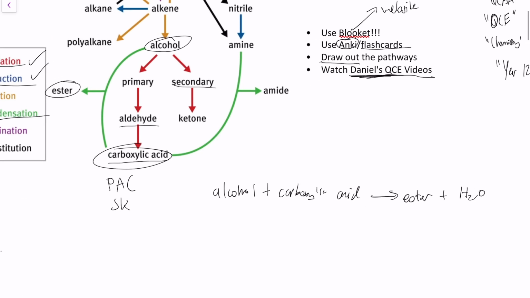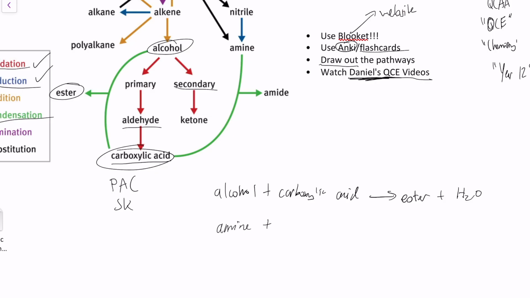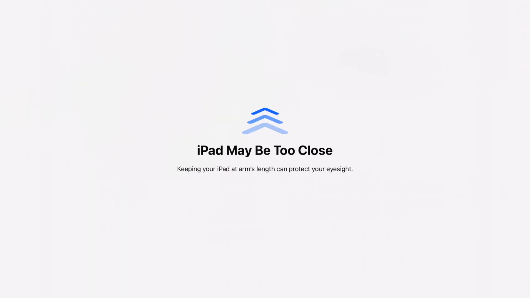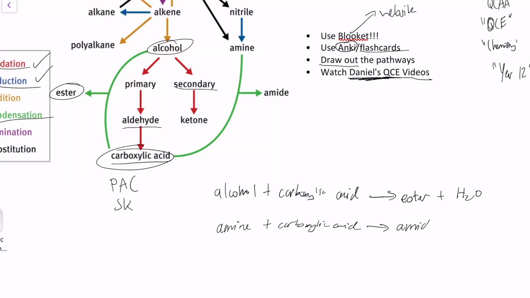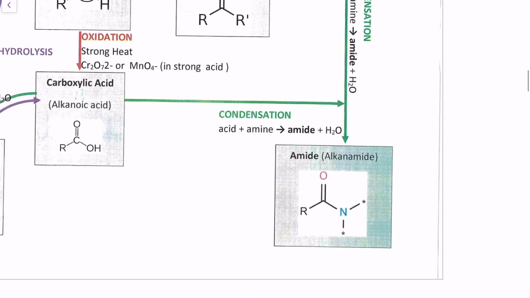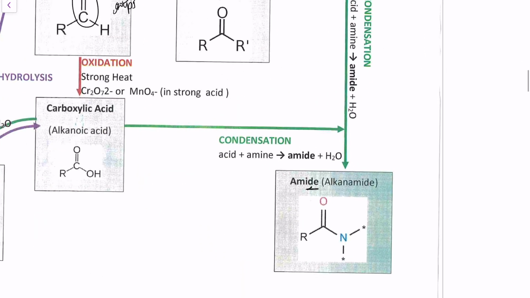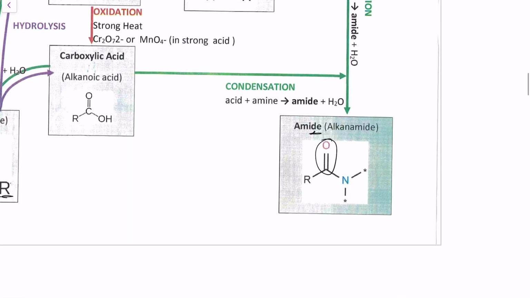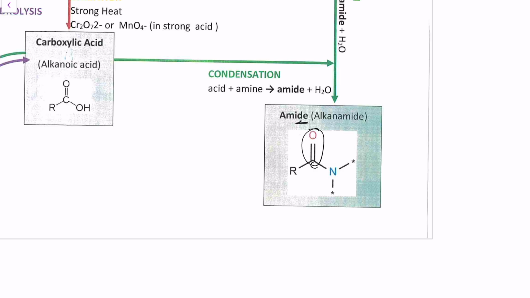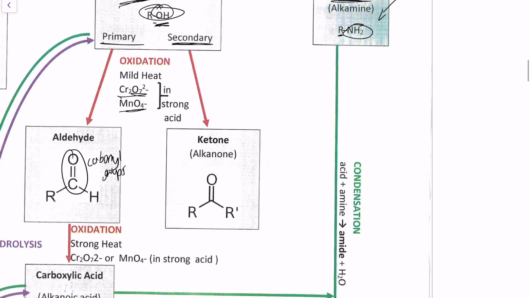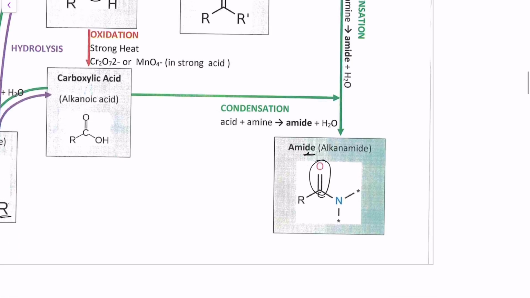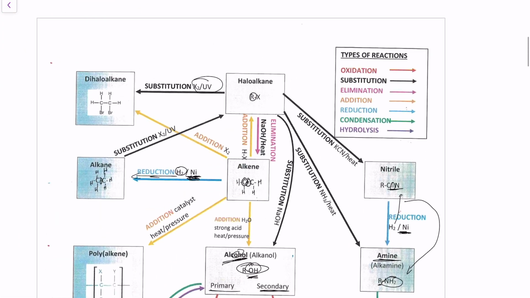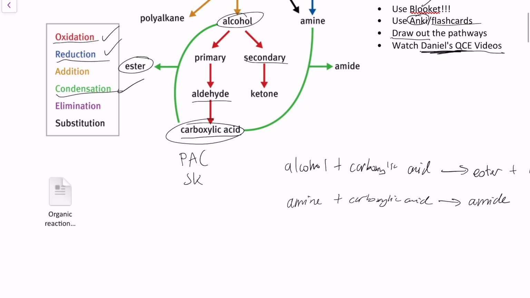And then the other one is an amine plus carboxylic acid becomes an amide. Remember, usually with ides there's a double bond to O. So you can basically call it an amine group, but with a carbonyl, or C double bond to O, just preceding the NH2. So we've done condensation reactions.